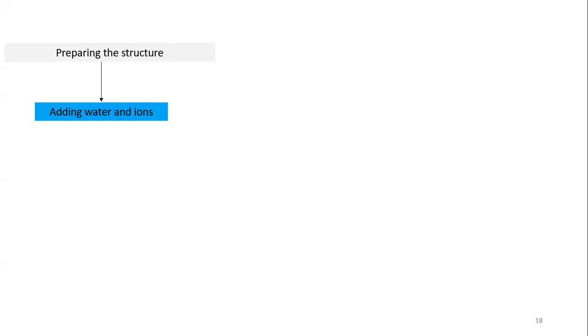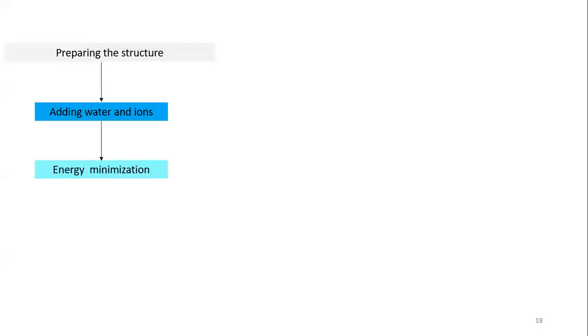And also we need to add ions to balance the charge. All these proteins have specific charged residues. So in a realistic system, all these charged residues should be balanced. So we add ions, counter ions. For example, if the overall charge of the system is positive, we need to add counter ions so that we can balance our charge.